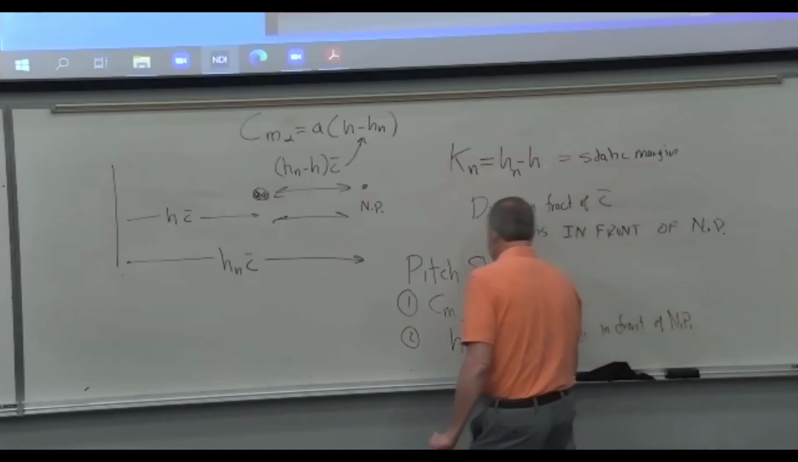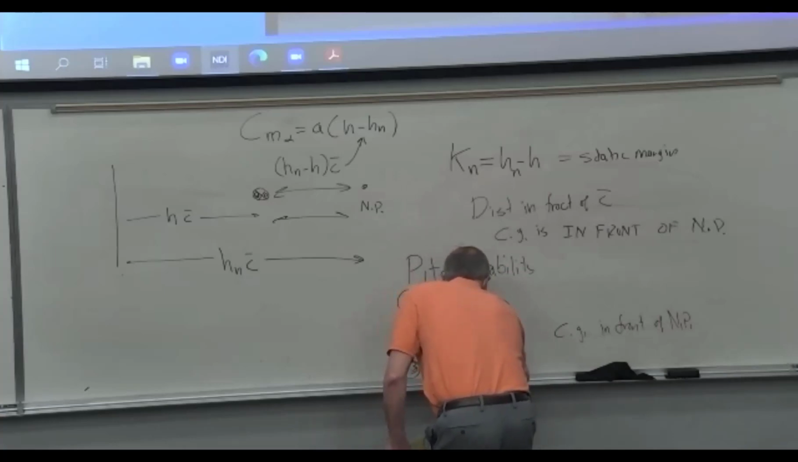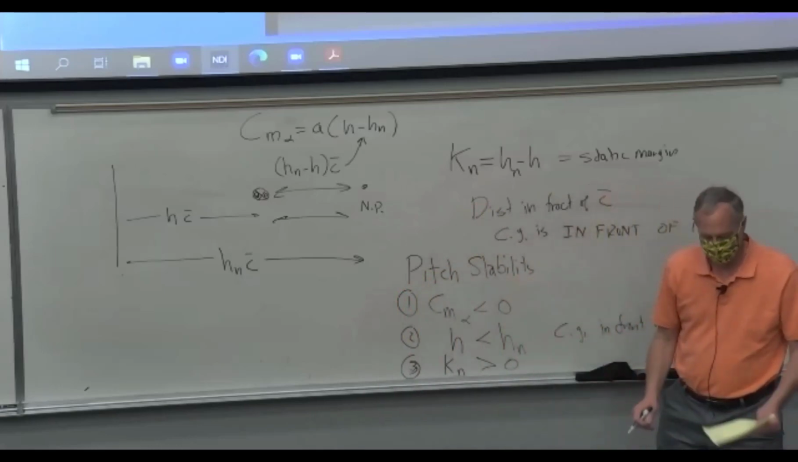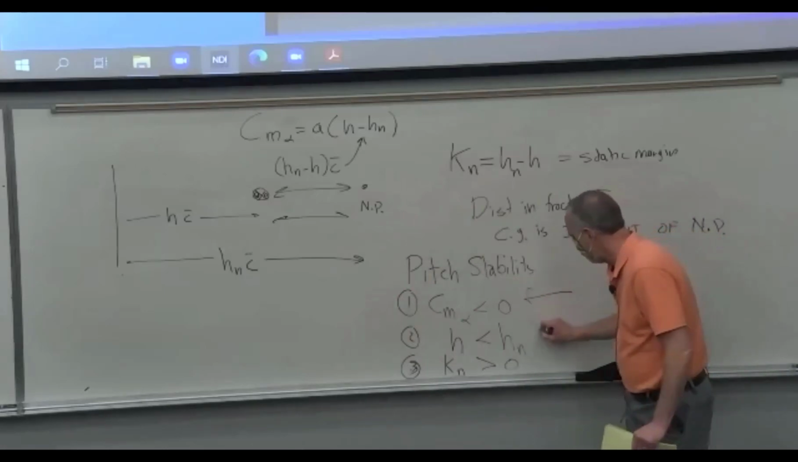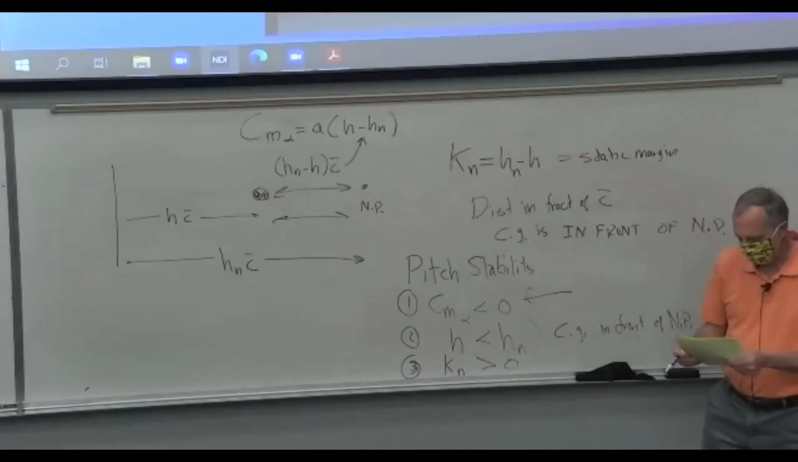And a direct measure of that is that Kn, which is the difference, must be positive, which says the CG is in front of the neutral point. So this is the fundamental definition. These are more practical ways that we talk about the location of the CG with regard to stability.